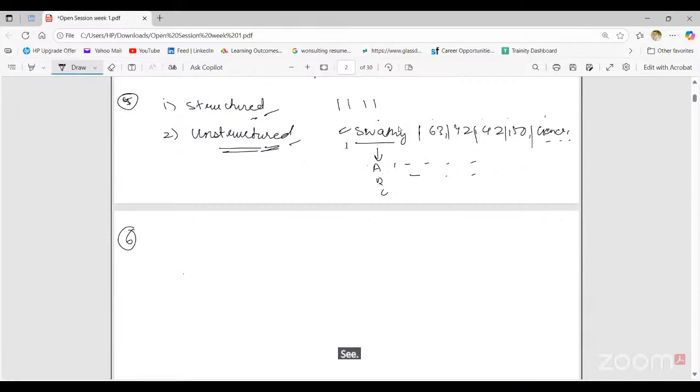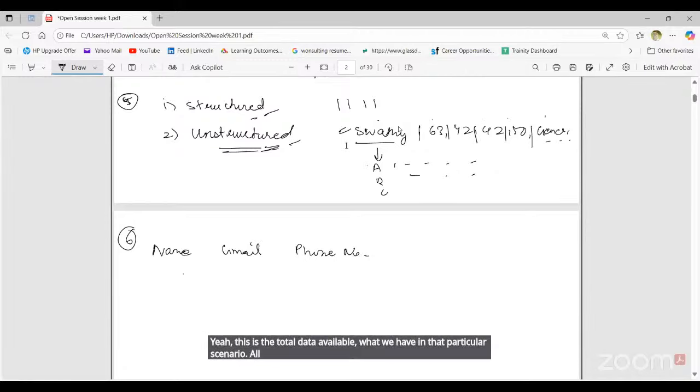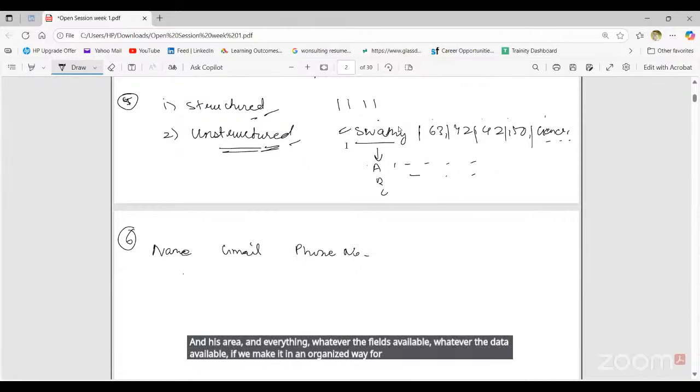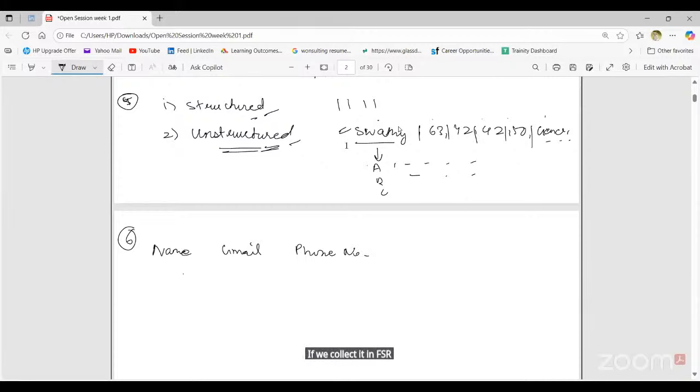See, if I'm having data like this, let's suppose the name of the customer, then I'm having the Gmail, then I have the phone number. This is the total data available in that particular scenario. All this comes under data only. If we organize it like name, Gmail, phone number, and his area and whatever fields are available, in an organized way for each and every particular thing, that is organized data. If we collect it in a haphazard way, that is unorganized data or unstructured data. That's very simple.